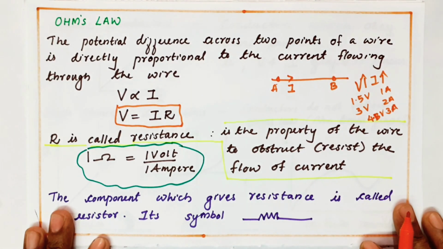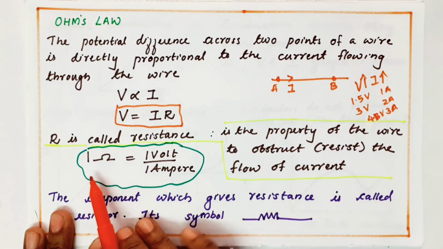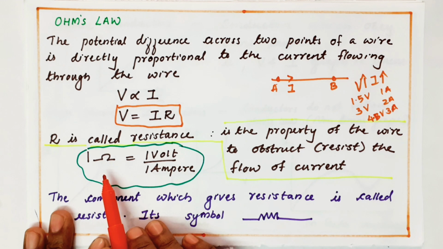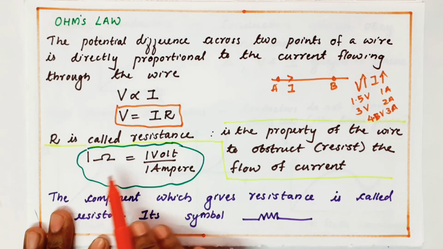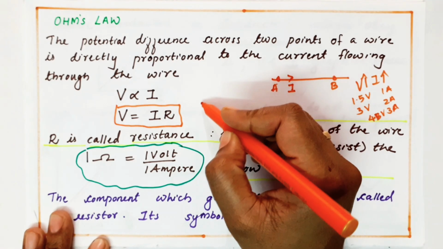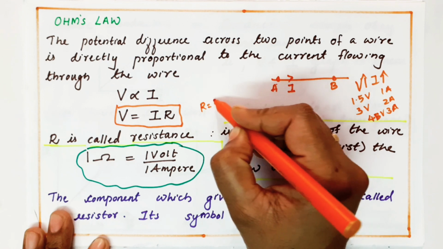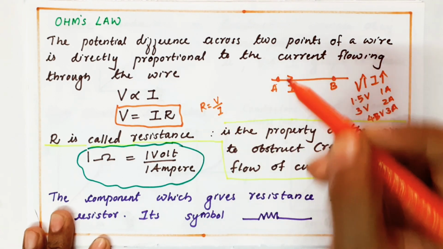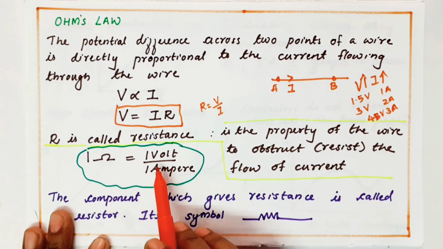It is denoted with the letter R and is measured in the unit ohm. So what is 1 ohm? 1 ohm equals 1 volt by 1 ampere. Because from here, I can write R is nothing but V by I. So I can write 1 ohm is equal to 1 volt by 1 ampere.